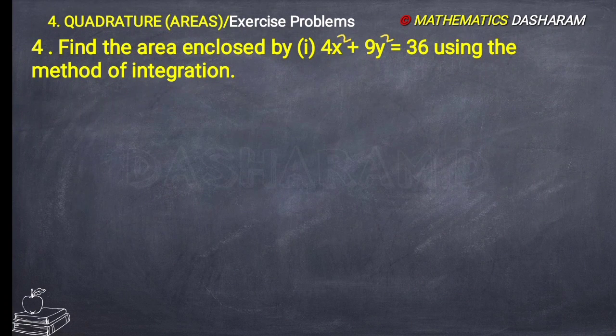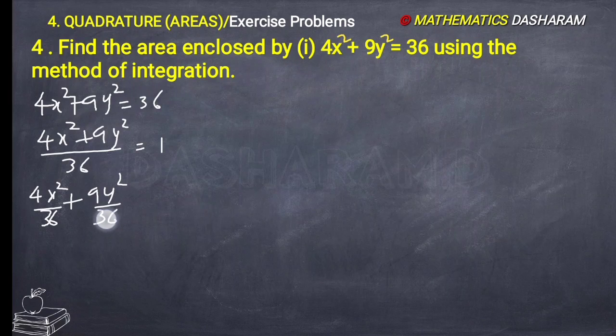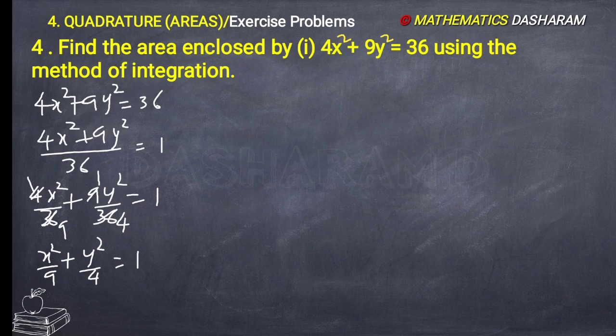Fourth question, find the area enclosed by 4x square plus 9y square equals 36 using the method of integration. So given that 4x square plus 9y square equals 36, 36 transposed to the left side equals 1. Now split into two fractions, 4x square by 36 plus 9y square by 36 equals 1. Here 4 ones are 4, 9 ones are 9, 4 nines are 36. So x square by 9 plus y square by 4 equals 1.